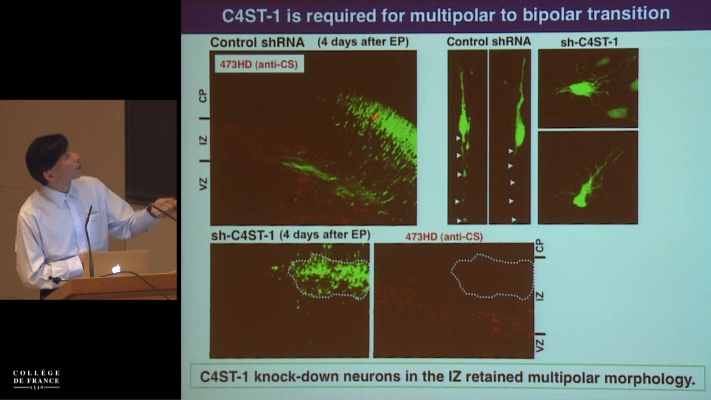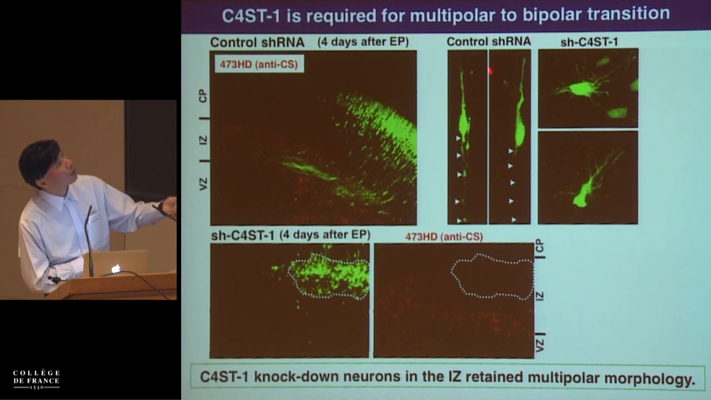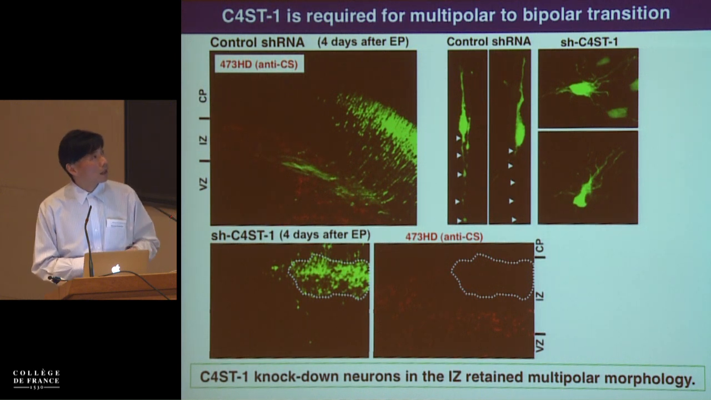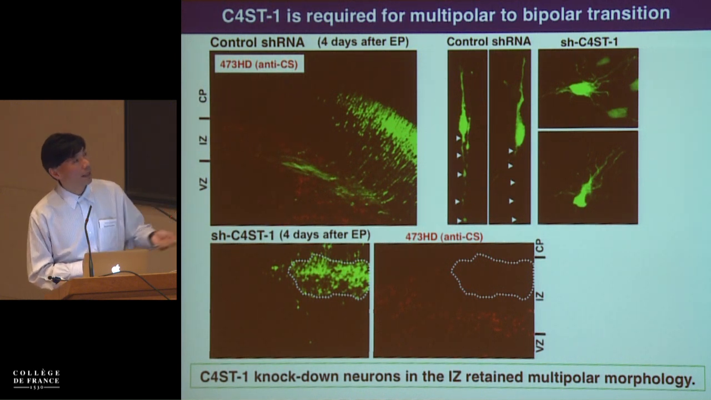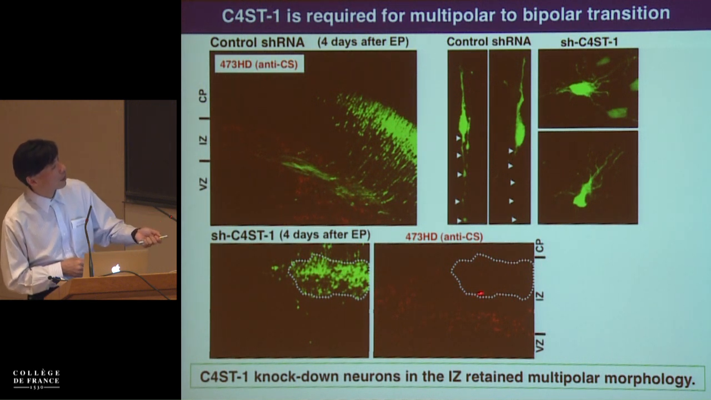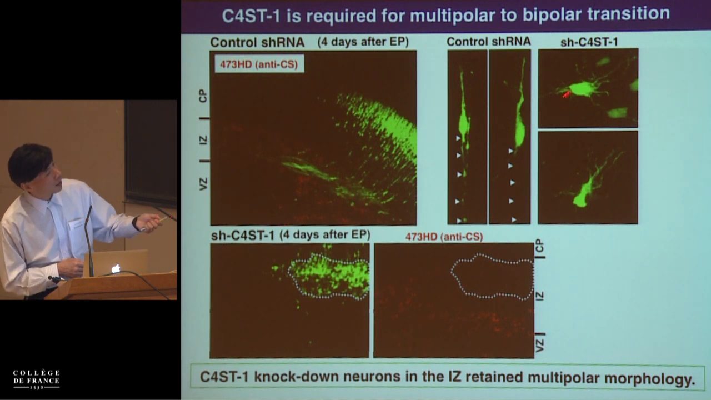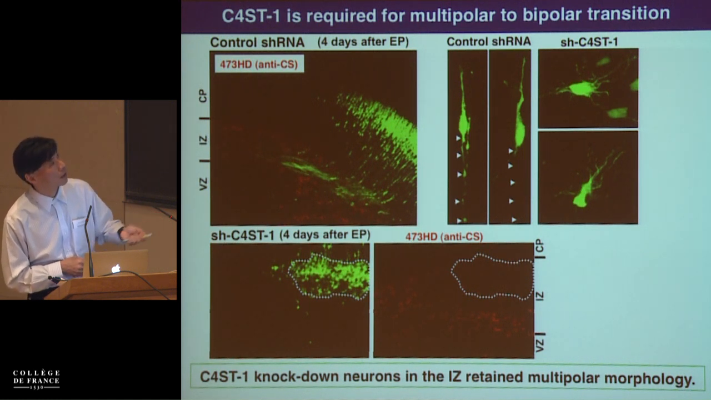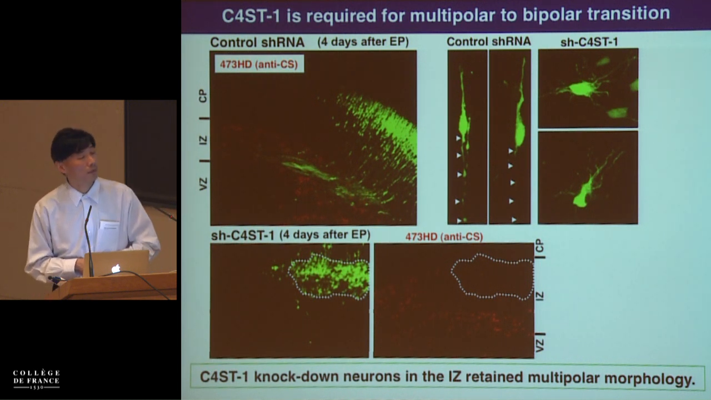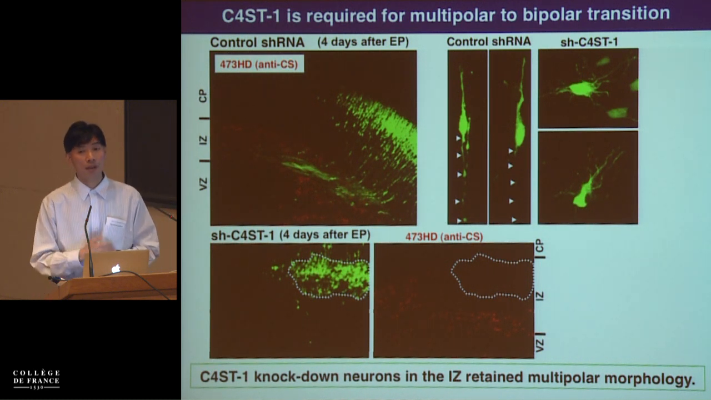Control neurons in a cortical plate showed a bipolar morphology with a leading process and trailing axon. In contrast, C4ST1 knockdown neurons in an intermediate zone retained a multipolar morphology, suggesting that C4ST1 is required for multipolar to bipolar transition.